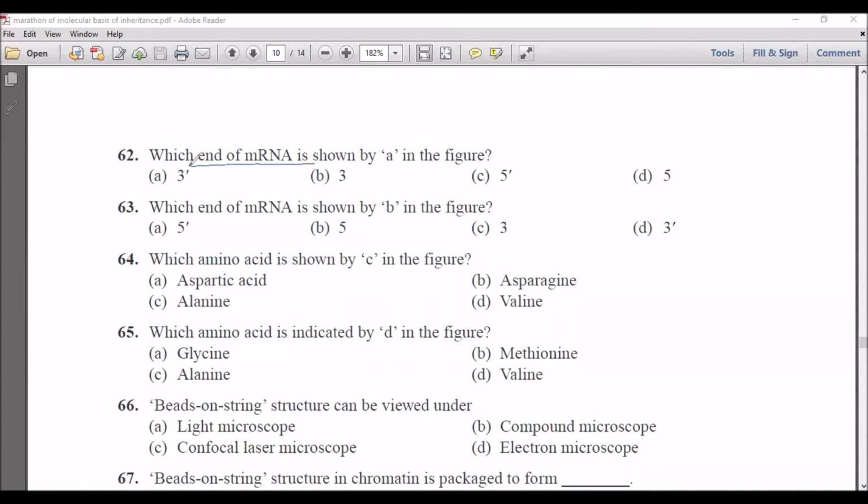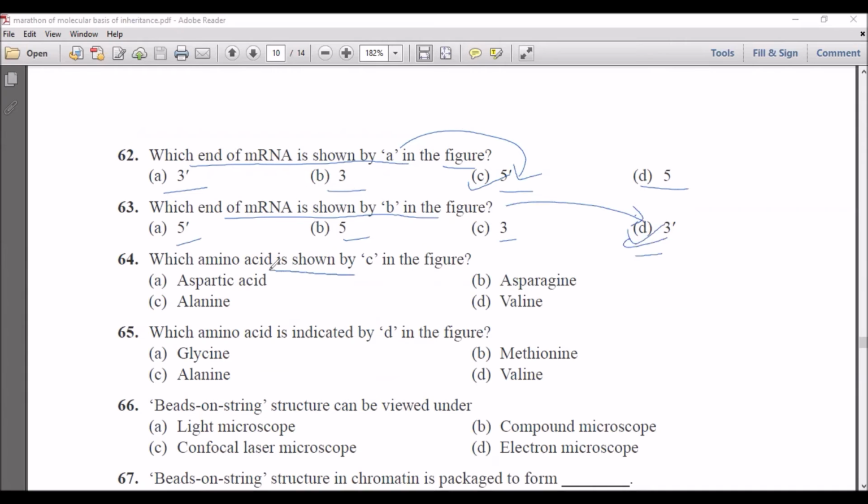First question is, which end of mRNA is shown by A in the figure? The options are 3', 3, 5', or 5. Now we know that A represents the 5' end. Next question is, which end of mRNA is shown by B in the figure? 5', 5, 3, and 3'. So this B represents the 3' end.